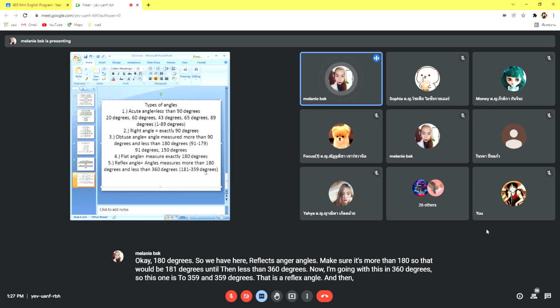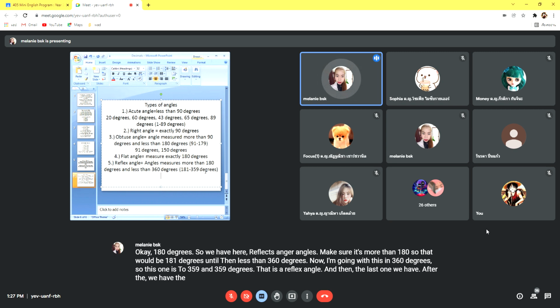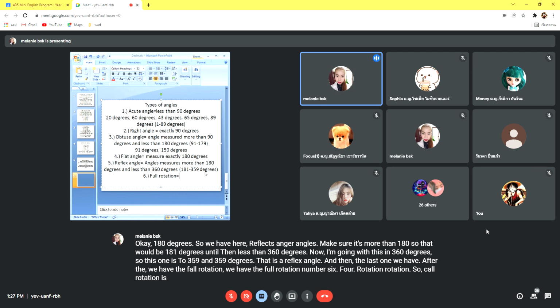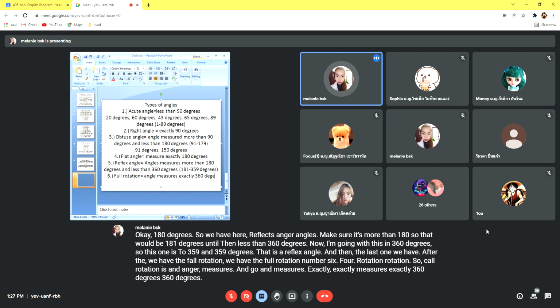And then the last one we have is the full rotation, number 6. Full rotation is an angle that measures exactly 360 degrees. Okay. Now here we go, children. These are the types of angles.